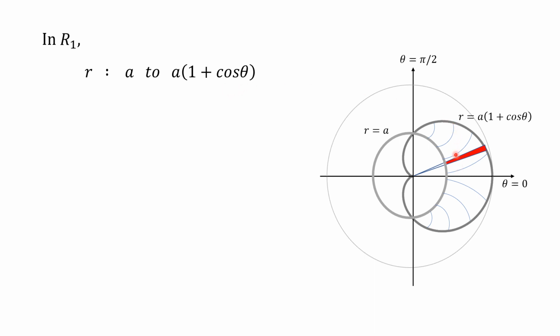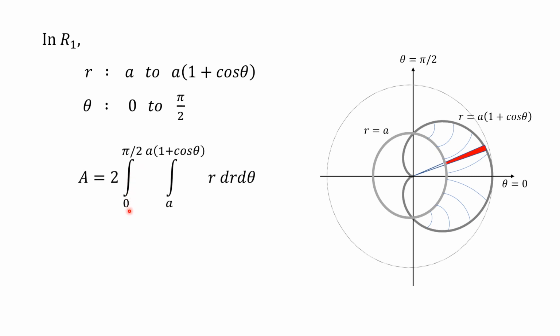To cover this whole region R1, we are going to rotate this radius vector from the initial line, theta equal to 0, to the line theta is equal to pi by 2. Therefore, theta varies from 0 to pi by 2. So, limits for theta are 0 and pi by 2. Hence, the area becomes A is equal to 2 times integration from 0 to pi by 2, integration from a to a into 1 plus cos theta, r dr d theta.